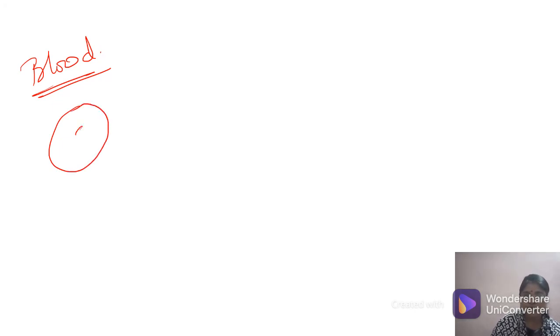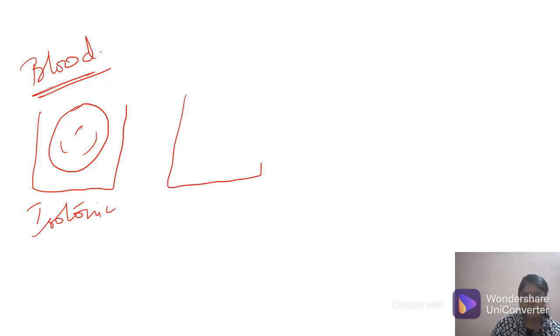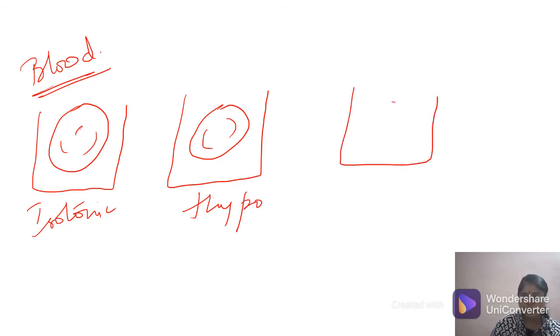If I'm keeping this blood cell under an isotonic solution, and then I am keeping the blood cell under this hypotonic solution, and then I'm keeping it under a hypertonic solution, then in each case what is going to happen?